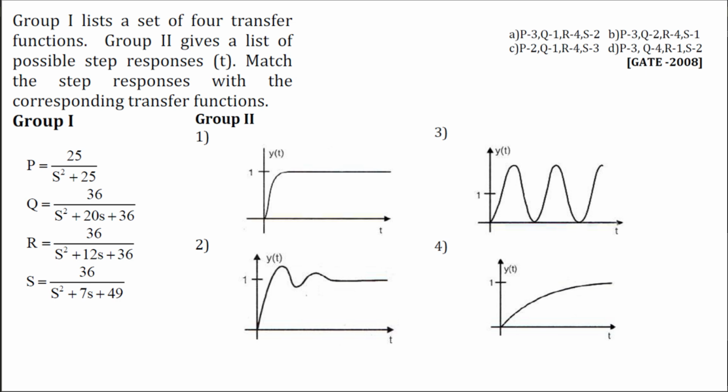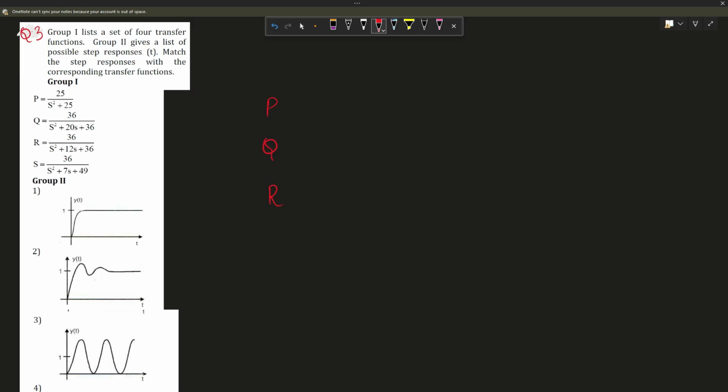Here we have a similar question where group 1 represents 4 transfer functions and group 2 represents their responses. We need to match them based on their response. We have 4 transfer functions P, Q, R and S.